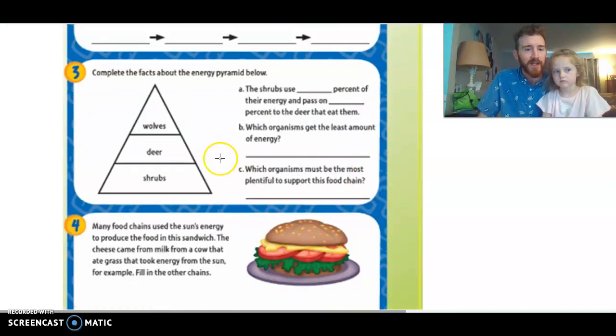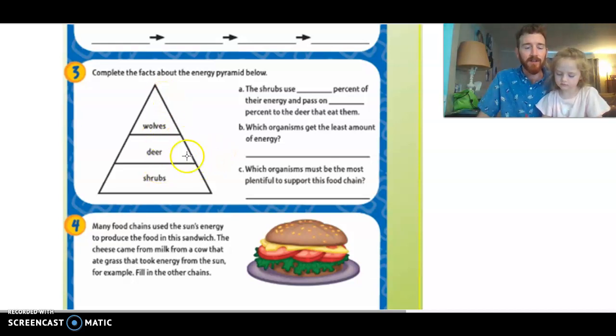I do want to look at number 3. Here we have an energy pyramid like we talked about in our last video. Part A is talking about how much energy is used and how much is passed on, and that's for any level of the food chain. Here the shrubs at the bottom would be our producer. Our deer would be the herbivores or first level consumers. And then the wolf would be a second level consumer or a carnivore.